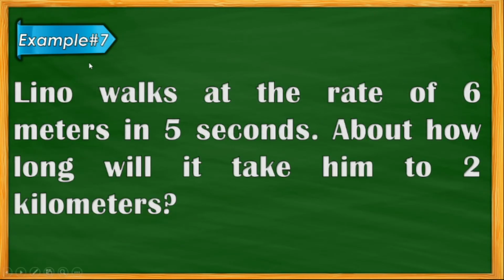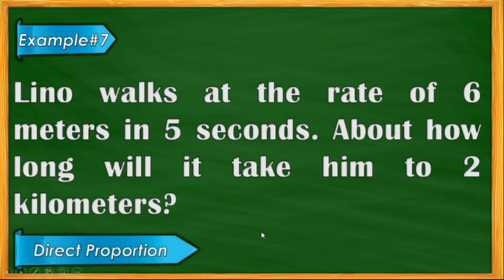Next, example number 7. Lino walked at the same rate of 6 meters in 5 seconds. How long will it take him to walk 2 kilometers? So this example is directly proportional.